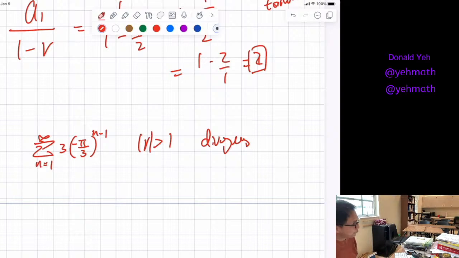Wait, with this kind of question, is it like something beyond the exam? Yeah, I have seen that on FRQ. I have seen that on multiple choice.